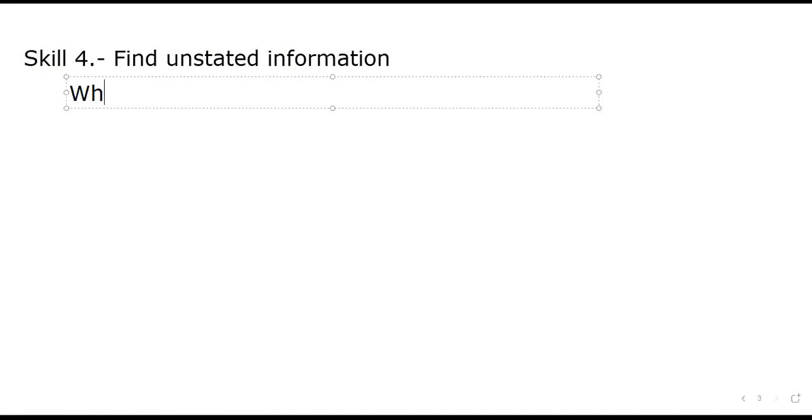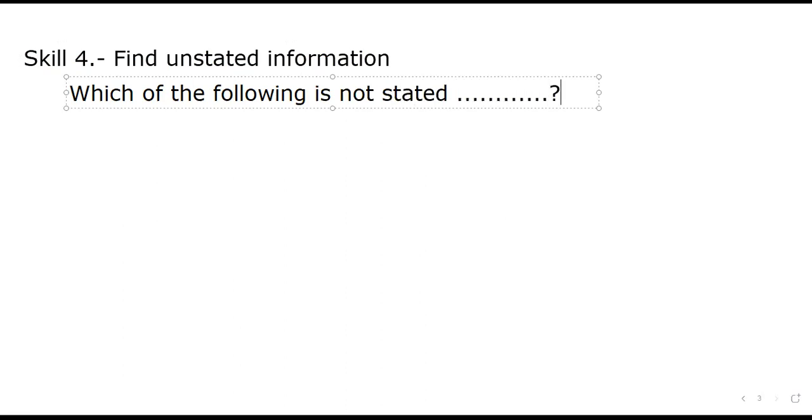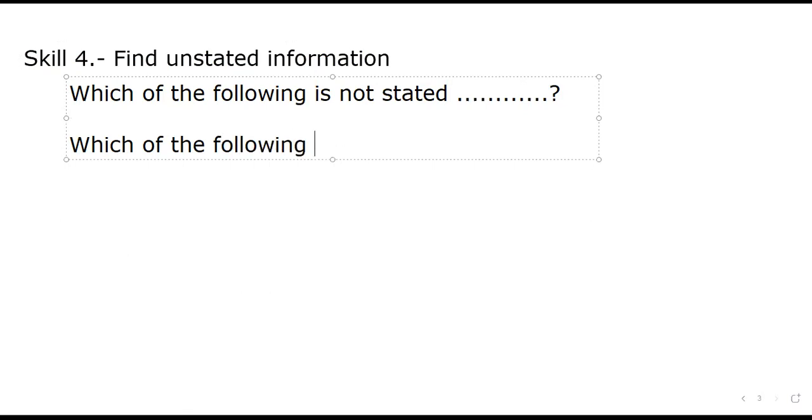Questions can be like this. "Which of the following": when they say "following," it means A, B, C, and D. Which of the following is not stated? And right there, where you can see the periods, the writer is inserting the information that is not stated. Which of the following is not?